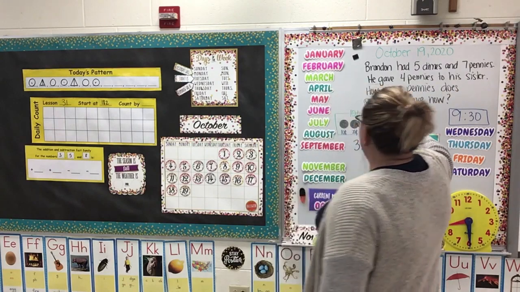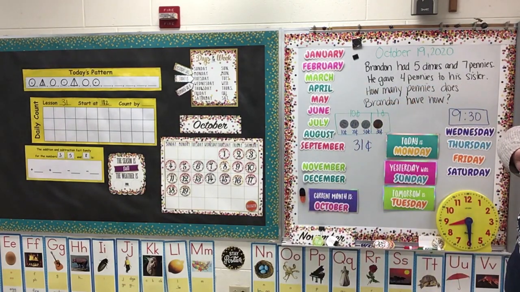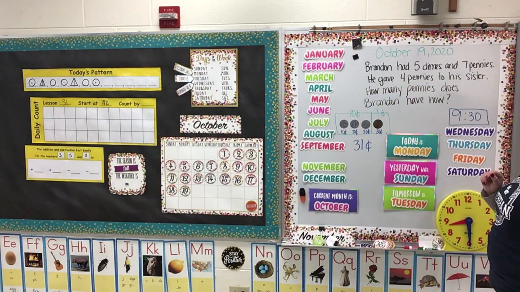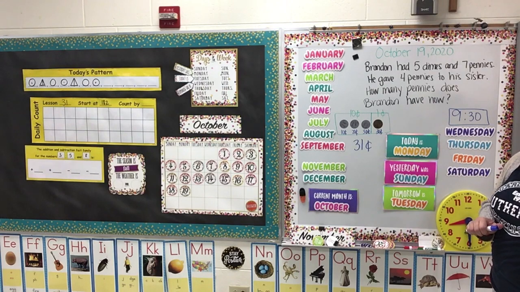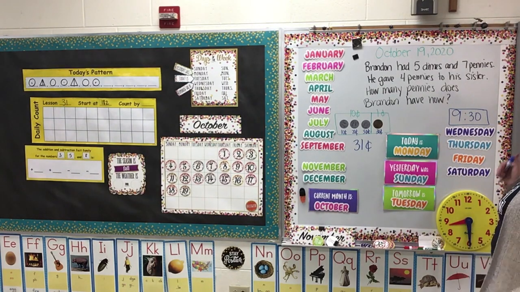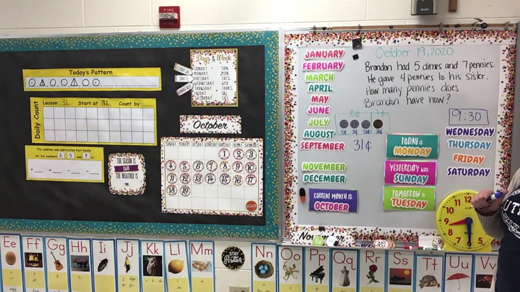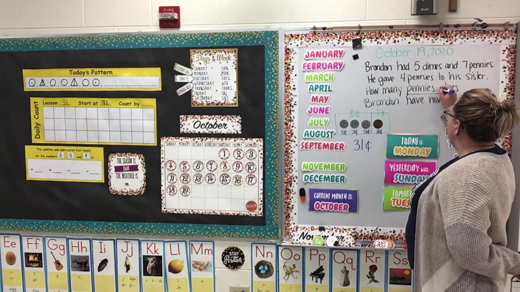Let's look at our problem of the day. Brandon had 5 dimes and 7 pennies. He gave 4 pennies to his sister. How many pennies does Brandon have now? What are we worrying about in this problem? We need to worry about the pennies.